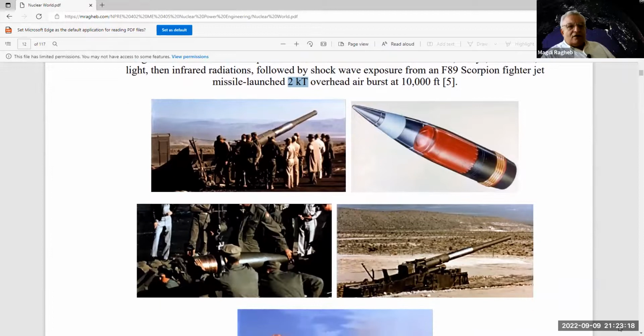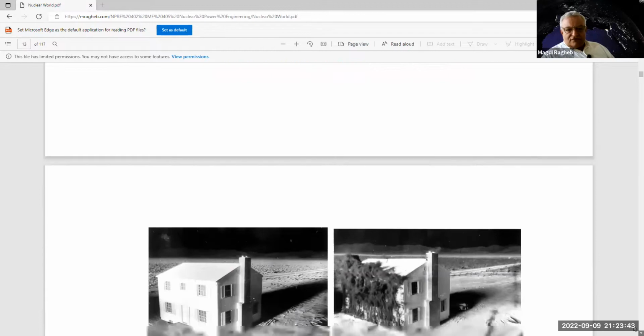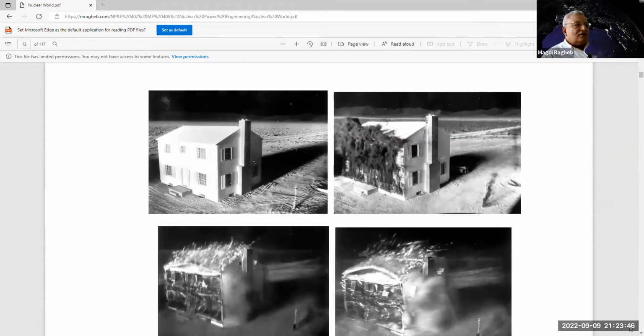It was also turned into artillery kind of shells. So this is a nuclear device as an artillery shell with a large cannon, tested in the Nevada desert again. That one was 15 kilotons of TNT equivalent, and the device was named the W-79. W and the number here is the designation of different shell configurations. What happens as a result of a nuclear explosion was also tested on structures.